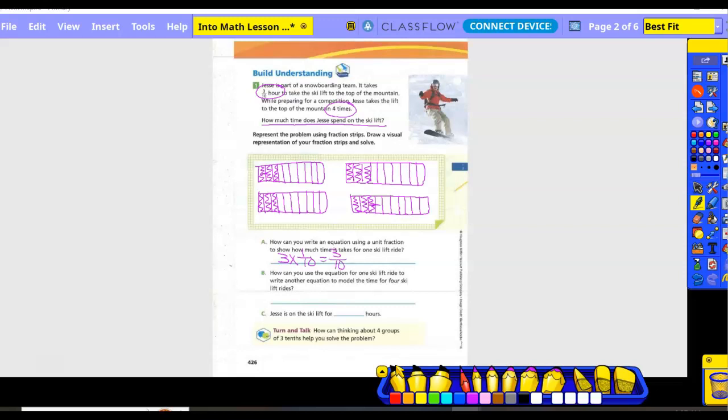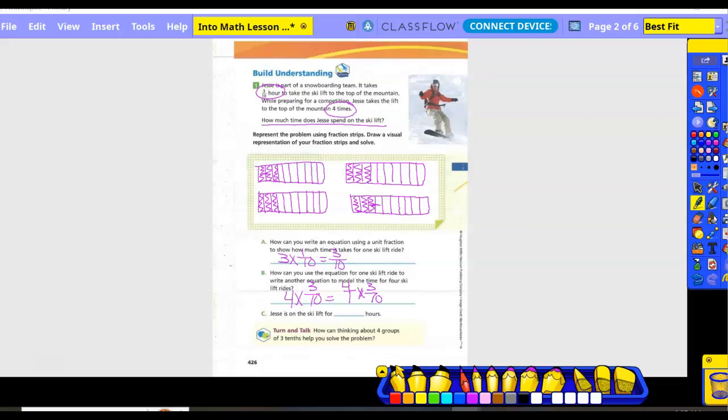So how can you use the equation for one ski lift ride to write another equation to model the time for 4 lift rides? So now we're going to take, how many times did he go? 4 times 3/10 equals, what did I say you're going to do with that whole number? Can you just leave it like that? No, we need to make it into an improper fraction. What can we make 4 into as an improper fraction? 4/1, right? So 4/1 times 3/10.